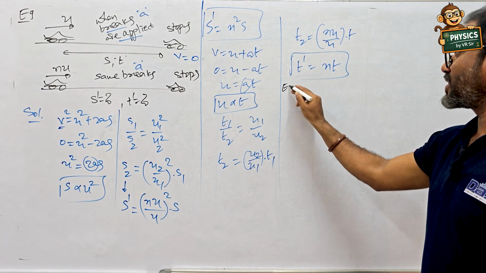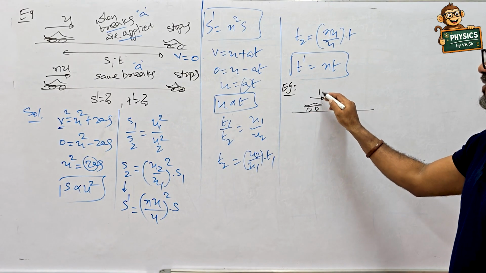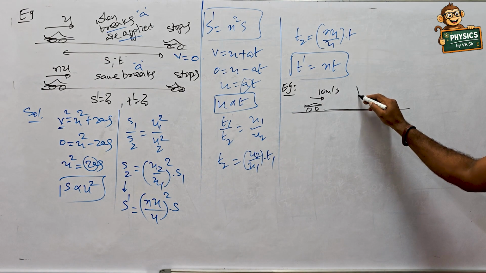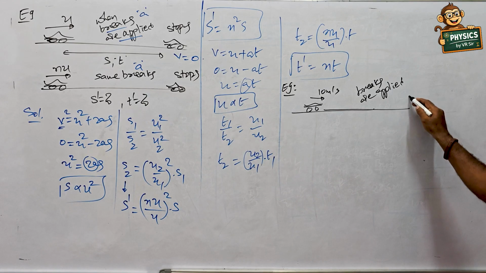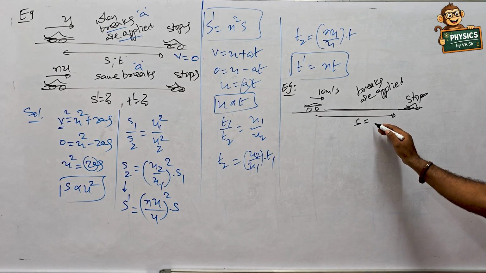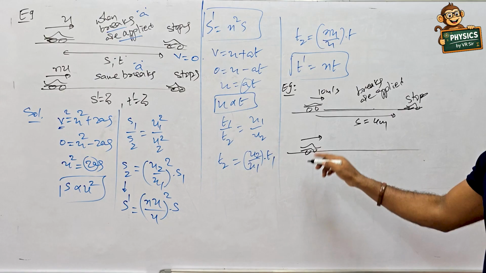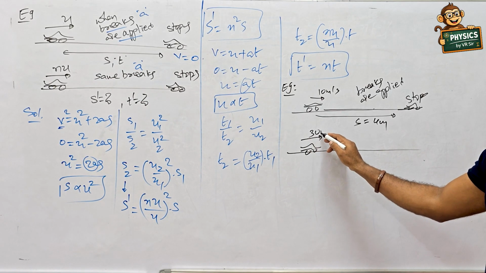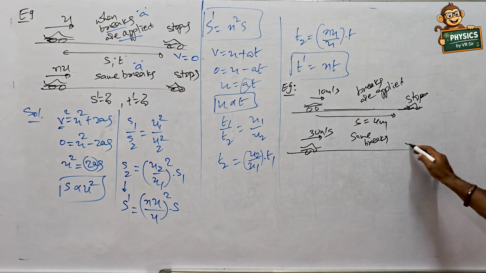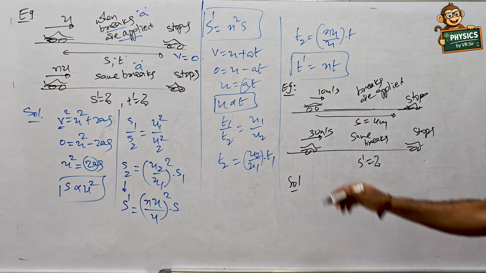Let's take an example with a number. Here is a vehicle moving with a speed of 10 meters per second, or else u itself, and brakes are applied. Once brakes are applied, it stops after traveling some distance s, and this distance is given as 4 meters. Now if the same vehicle is moving with 3 times that speed, 30 meters per second, and the same brakes are applied and it stops, after how much distance does it stop? Same acceleration. So how much is the distance?